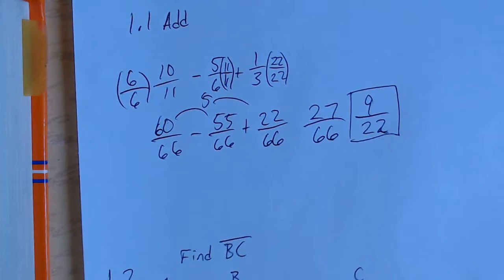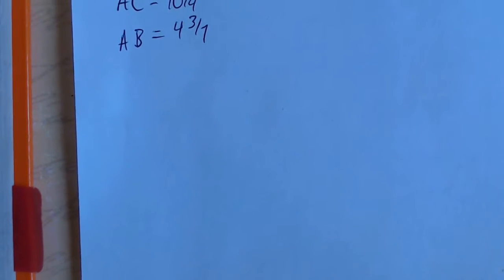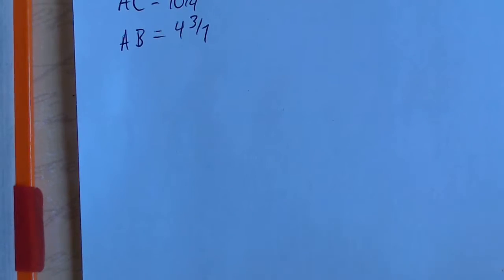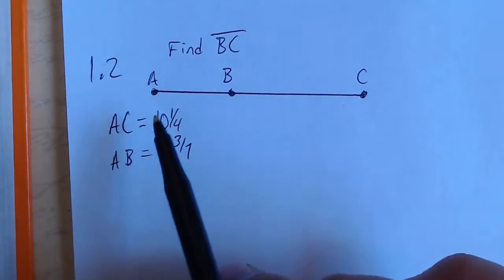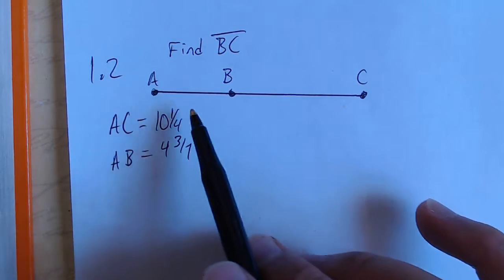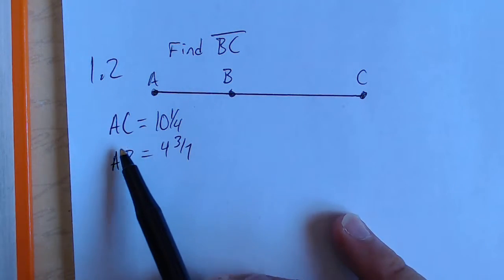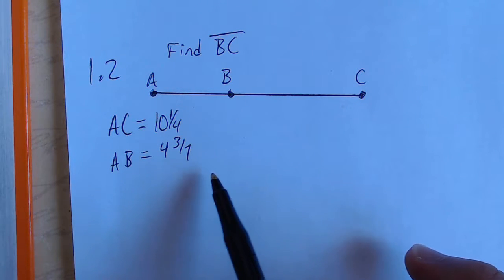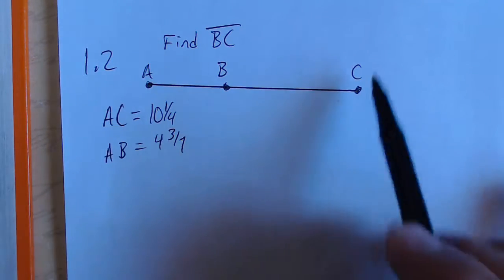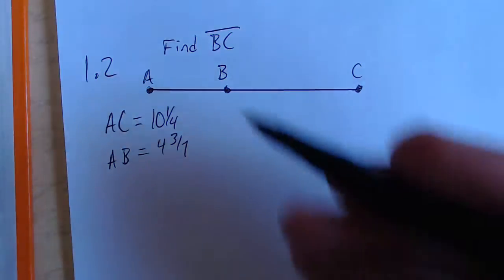Now let's go to question 1.2. They give us this line. Alright, so they give us this line segment broken up into two parts, AB and BC. They tell us the length of AC is 10 1/4 and AB is 4 3/7. So the best thing to do is reconstruct this on your work paper and then fill in the blanks.